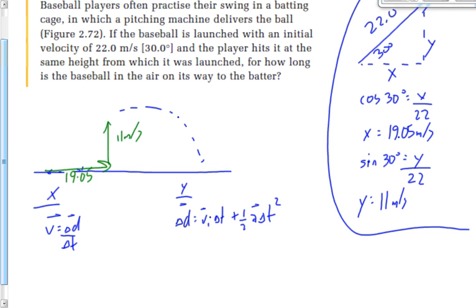Yep. Go ahead, Zach. 19.05. We don't know what delta D is. That's what we're trying. Yeah, we don't know what delta D is. We're not trying to find that. I was thinking we were. We're solving for T. How long is it in the air for? We don't know it either. The y component of the displacement, what do you think that is? In this case. It's not always that, but it is in this case.